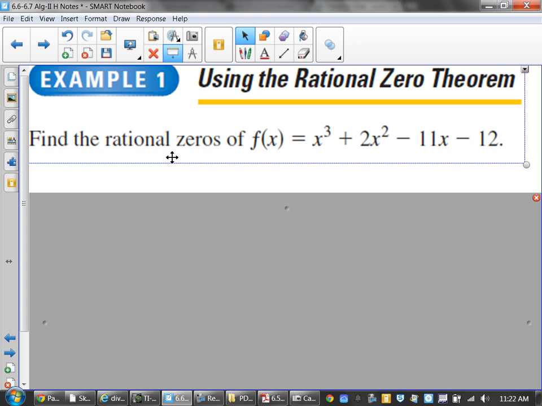So if I'm looking at the function f of x equals x cubed plus 2x squared minus 11x minus 12, that's a 4-term polynomial, third degree. Usually we would probably sit there and think, can I group them? I can't. Okay? It's not going to work.